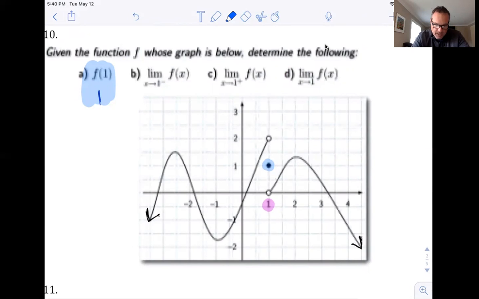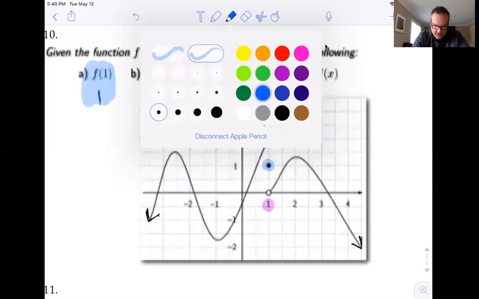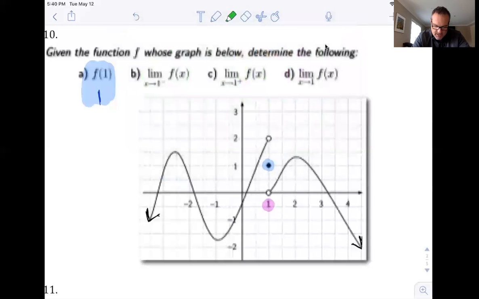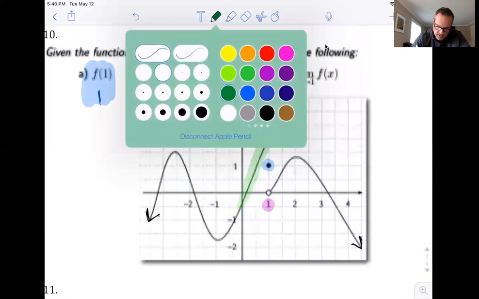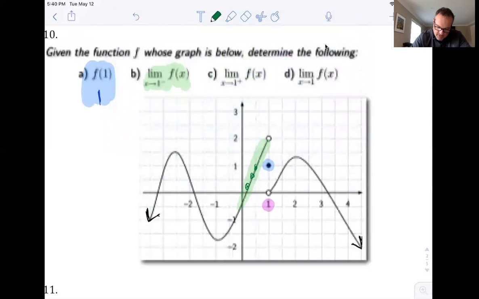All right, part B, and let's keep color coding these. We'll go light green. Part B says the limit as x approaches 1 from the left. So here's the left side of 1 right there. Well, what are the y values getting closer to? Here they come. Limits are y values. They're getting closer to 2. So the left-hand limit at 1 is 2.